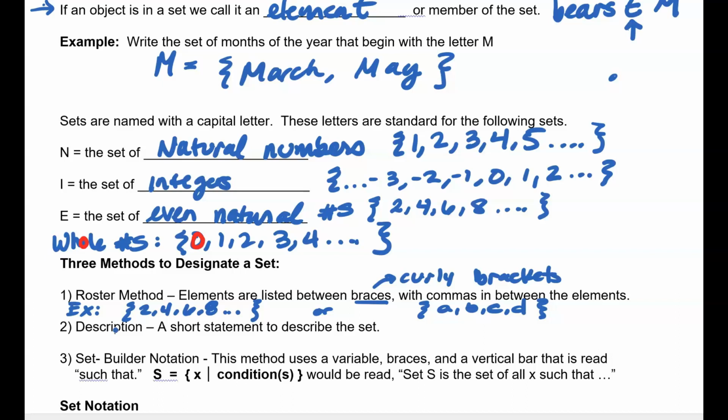So a description would be like what I did earlier, if I said M is the set of all mammals. So that's the type that takes the longest to write, because you actually have to write it all out. And then the last one, I think this is probably the most confusing for students. It just takes a little while to get used to.